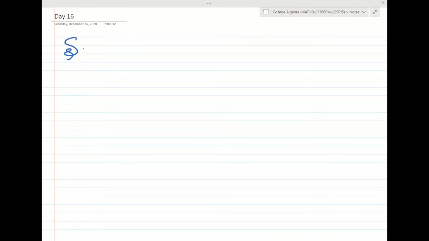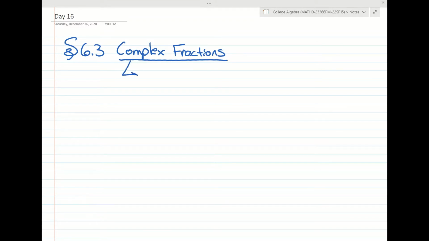Section 6.3, which is called complex fractions. Typically, when you hear about complex, people think complicated or hard or stuff like that. That's not what complex means in math. In this class, complex means one of two things. One thing that it could mean is we have nested fractions, or another way to think about it is when we have fractions within fractions.